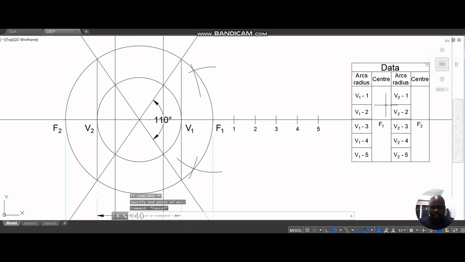We will move to the next line, which is V1 and radius extended to 2, center as F1. So let's do that. V1 to 2 is 35. I'll create an arc up with center F1, cut an arc above, and with center F1 and the same radius, cut an arc below.